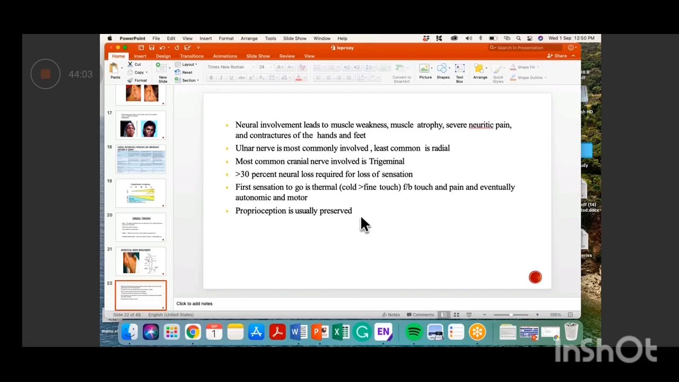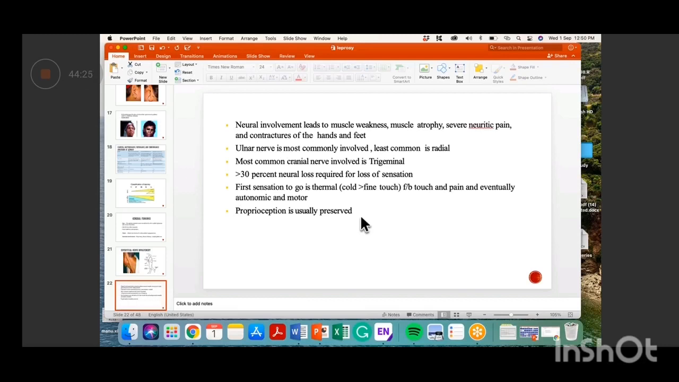Okay, the most common cranial nerve involved is trigeminal nerve. At least 30% loss of nerve is required to demonstrate loss of sensations. The first sensation to go is usually cold, temperature, followed by fine touch, then crude touch, then pain, and pressure is usually the last to go.